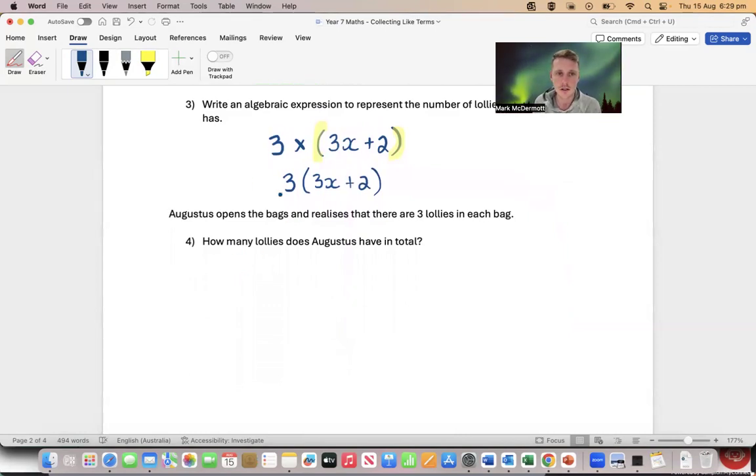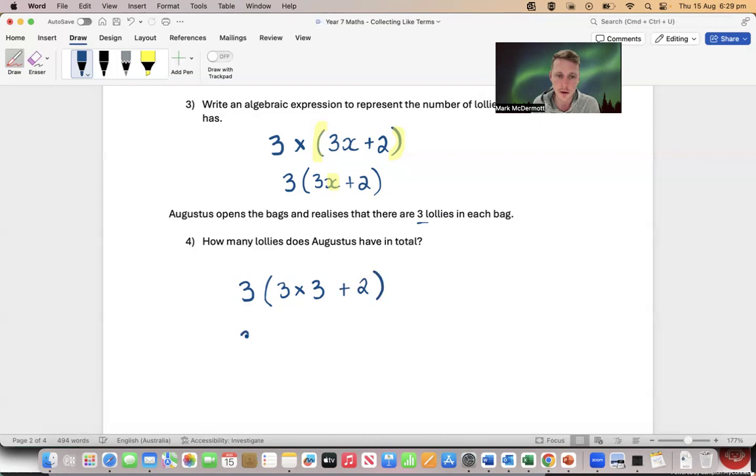Well, he realizes that this number here is a 3, so what that means is we're going to make a substitution. So it's going to be 3 groups of, now remember, 3x means 3 multiplied by x. X plus x plus x is 3 times x. So 3 multiplied by x, and he said there's 3 lollies in each bag. So it's going to be 3 multiplied by (3 times 3 plus 2).